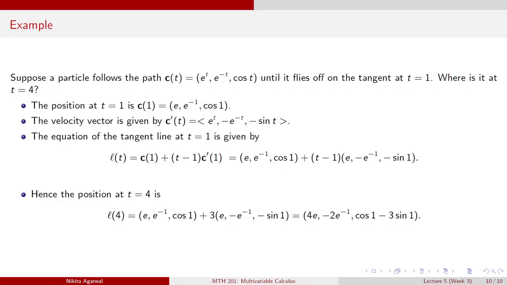So remember, initially it was traveling on the curve till time t equal to 1, and at t equal to 1, it flew off on the tangent. And you had to find its position at t equal to 4. So you evaluate the tangent line first and then put t equal to 4 and calculate where the position is. Okay, so let us stop here.